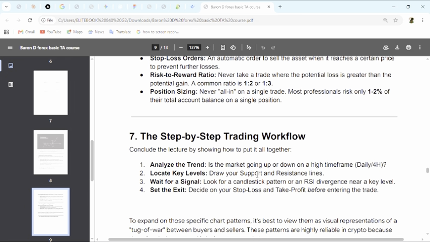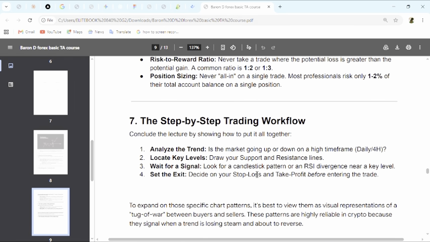We also spoke about locating key levels, drawing your support and resistance lines. I showed you in the previous video how to do that, so do well to watch that video. And we spoke about waiting for a signal, confirmation entries, and setting the exit and take profit levels, like stop loss and take profit levels. Know when to enter, know when to exit, know the start of the trend, and know when you want to enter the rally-based market or the drop-based market, whether it be a downtrend or an uptrend market.